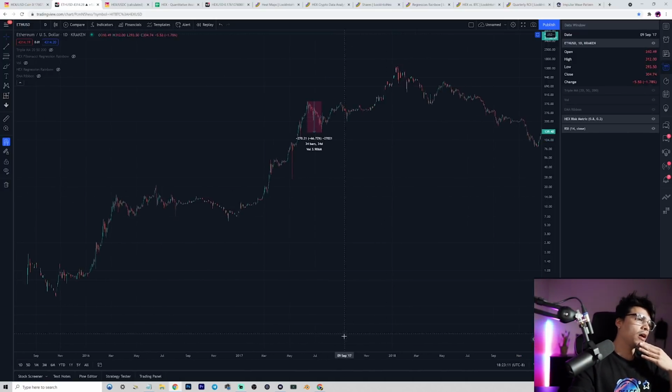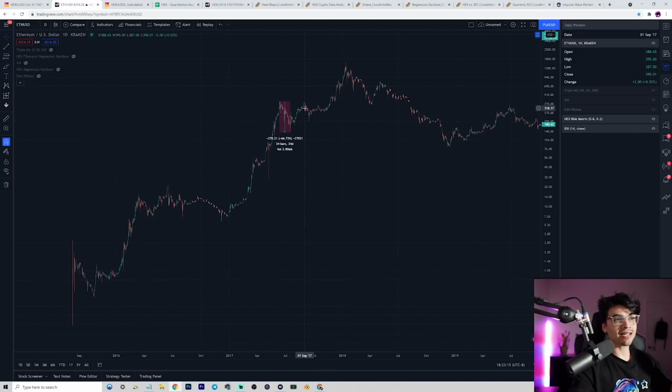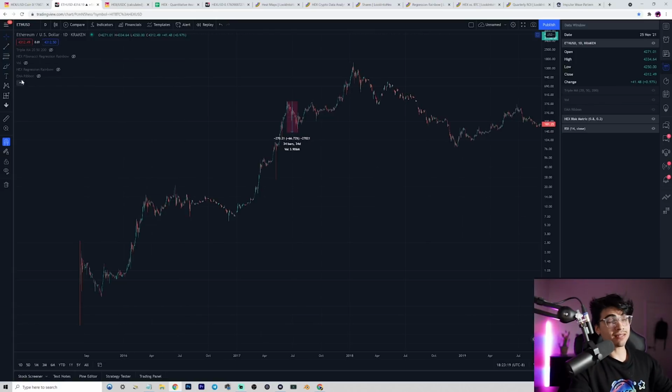So all I'm saying is we can have these major dips in the middle of rallies, and it doesn't necessarily cancel the bull market. I'm just using Ether as an example because it's a blue chip.